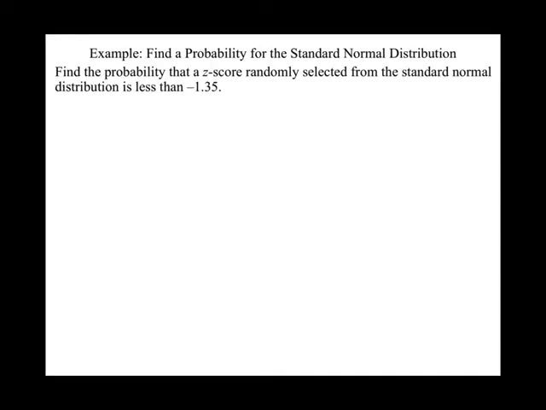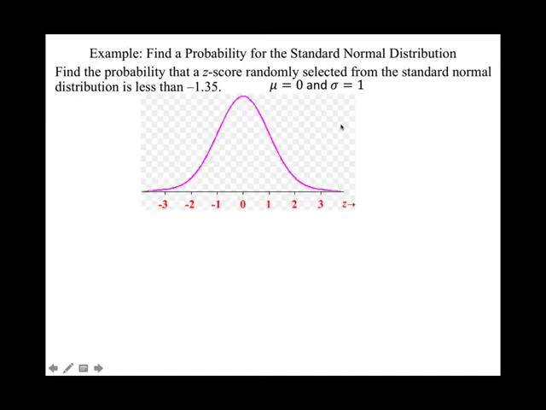Now let's try to redo the example. The first two examples, we used the table A2. I want to do it one more time and use the calculator. Find the probability that the z-score randomly selected from the standard normal distribution is less than negative 1.35. So again, this is a standard normal distribution. We know the mean equals 0, standard deviation equals 1. So we have this picture, negative 1.35, somewhere like here. And we're looking for the area to the left, less than, so the area to the left.